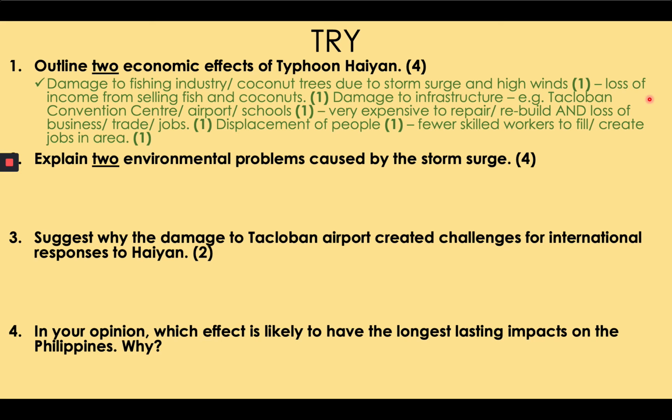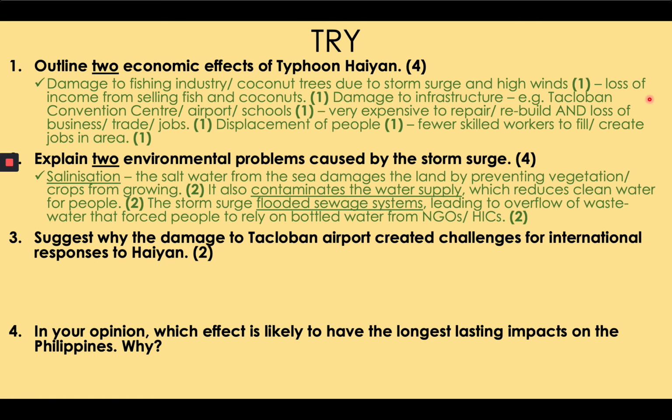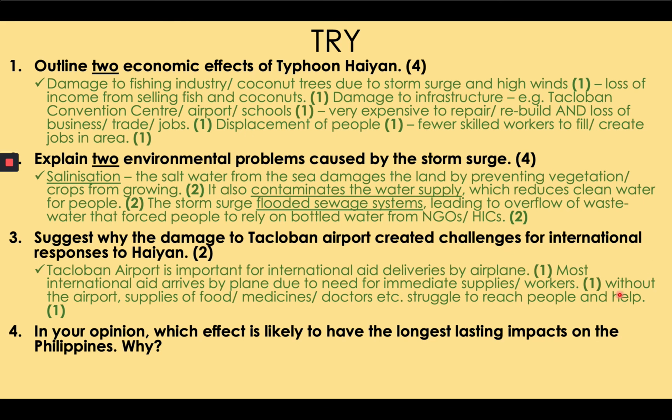2, environmental problems caused by the storm surge specifically. Make sure you have 2 of these points explained exactly as I have. 3. Again, make sure you have 2 of these points. You need the first one and 1 of the second or third.